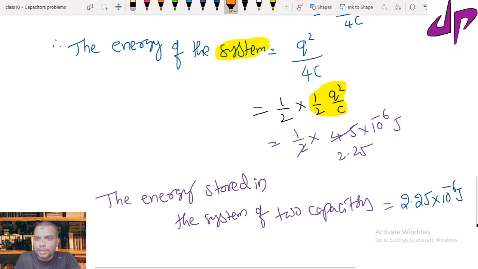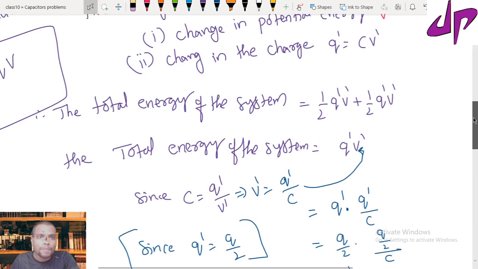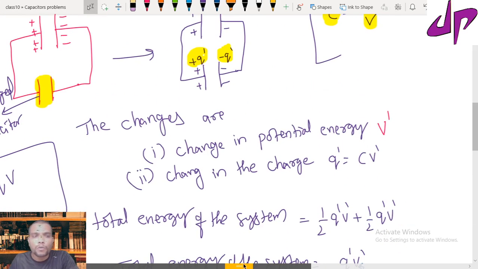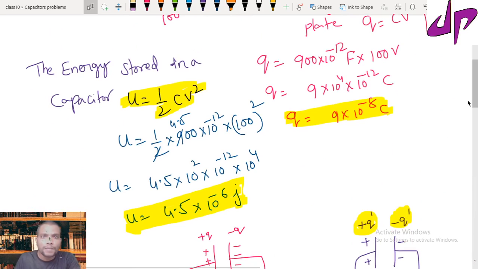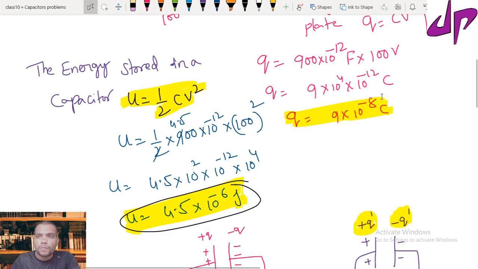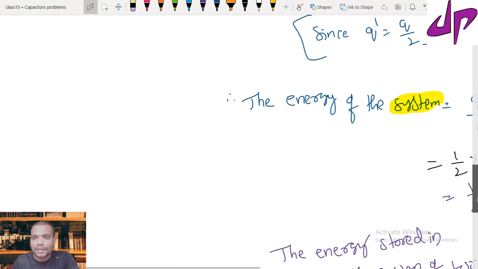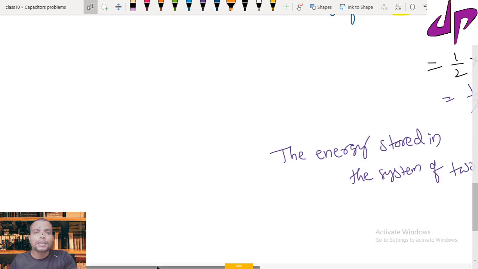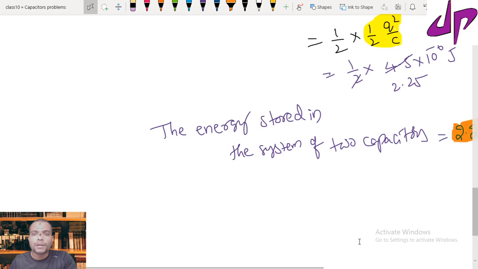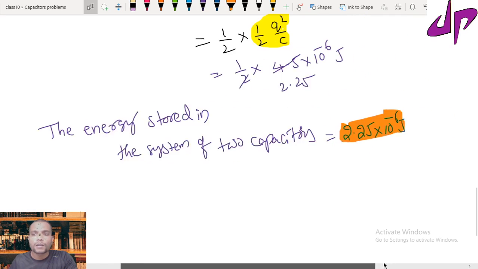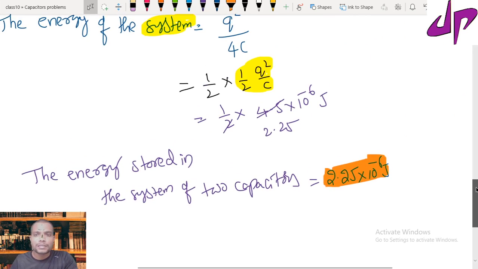See, now here the energy value is decreased. When a single capacitor is connected, the energy value is 4.5. But when the two capacitors are connected, the uncharged capacitor connected to a charged capacitor, now the energy value is decreased. It means half of the value is decreased.